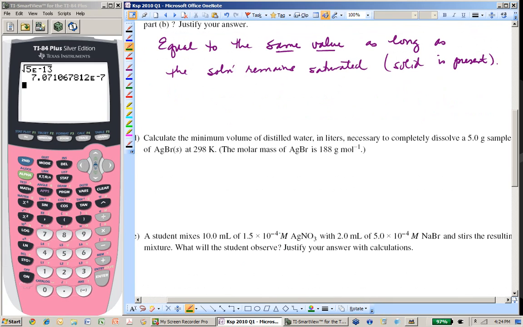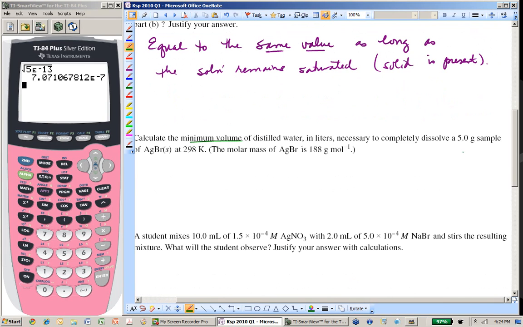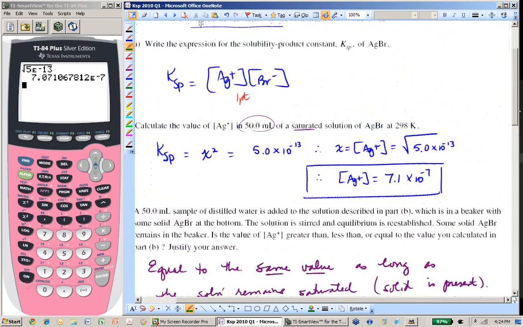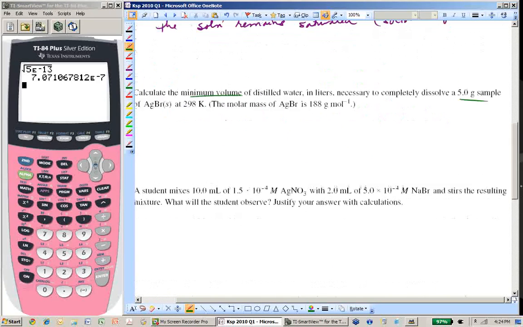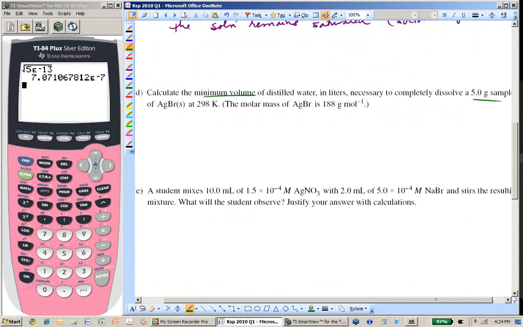Calculate the minimum volume of distilled water in liters necessary to completely dissolve a 5-gram sample. What is this Ksp value? Uber small, 10 to the minus 13. This is going to take a lot of water for 5 whole grams to dissolve. And they were kind enough to give me a molar mass. That's good news and bad news. Good news, yay, I don't have to calculate it. Bad news, boo, I don't get a point for doing something that easy.